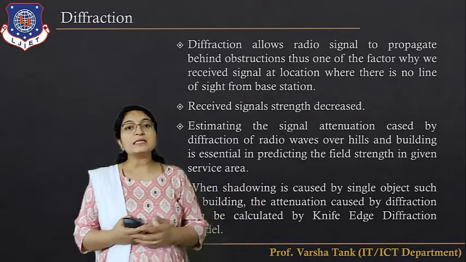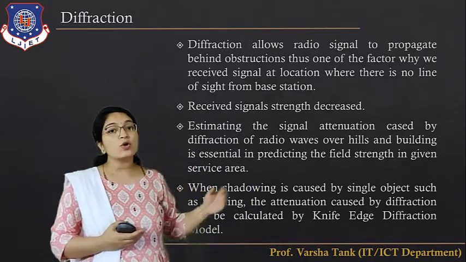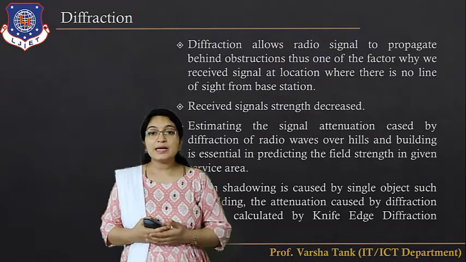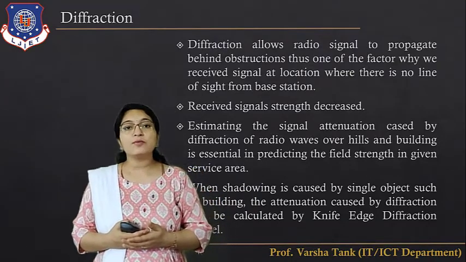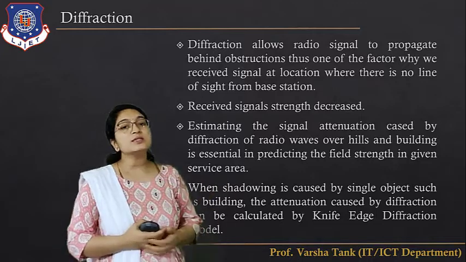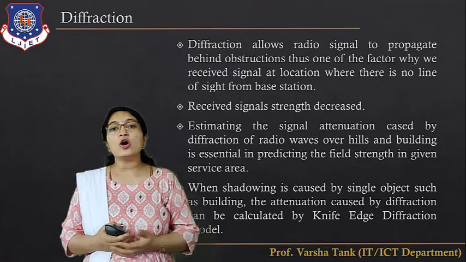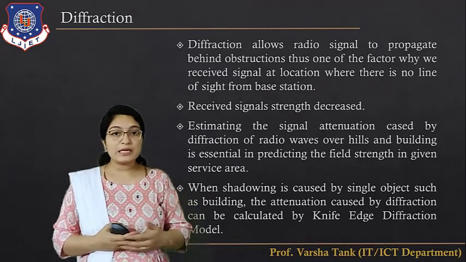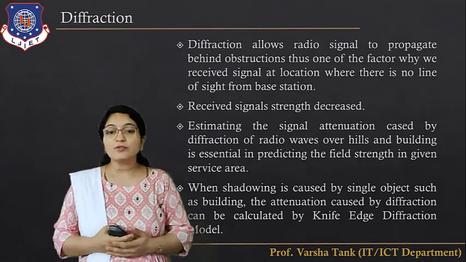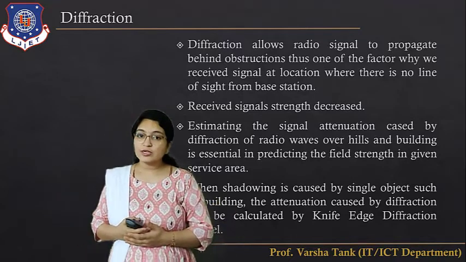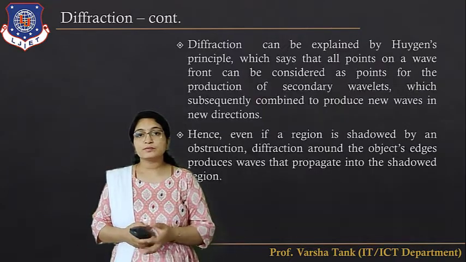Estimating the signal attenuation that is caused by the diffraction of radio waves over hills and buildings is essential in predicting the field strength in a given service area. So when shadowing is caused by a single object, such as a building, the attenuation is caused by diffraction and it can be calculated by the knife edge diffraction model.